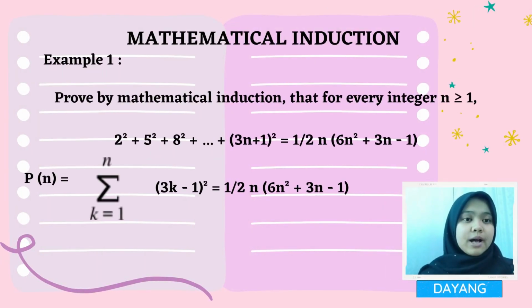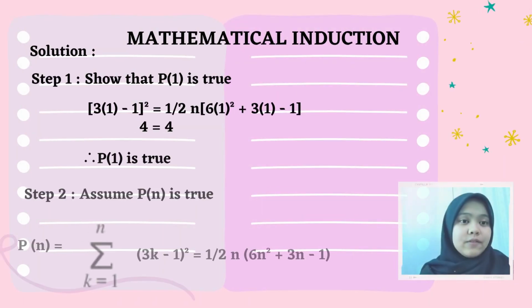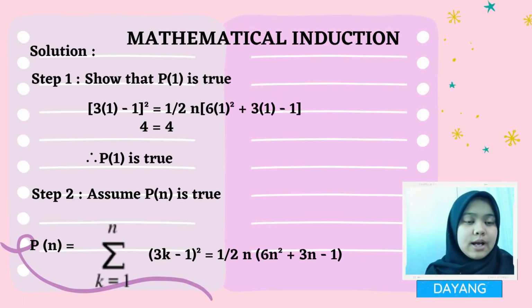Example 1. Prove by mathematical induction that for every integer n greater than or equal to 1, 2 squared plus 5 squared plus up to (3n minus 1) squared is equal to 1 over 2 n times (6n squared plus 3n minus 1). In the first step, we must prove that P1 is true, and we substitute 1 into k and n, so the left hand side and right hand side are equal to 4.